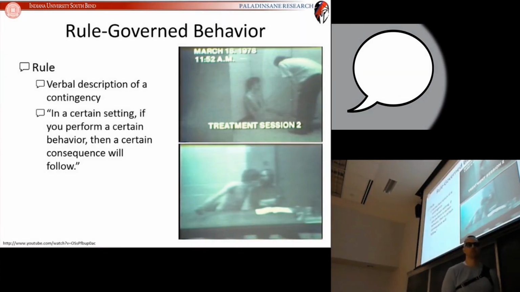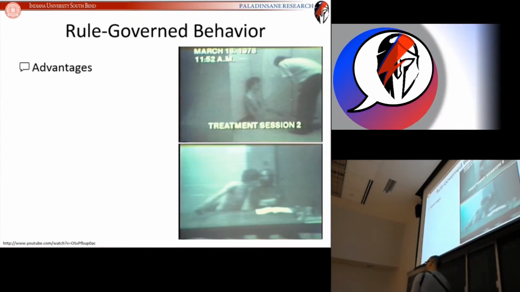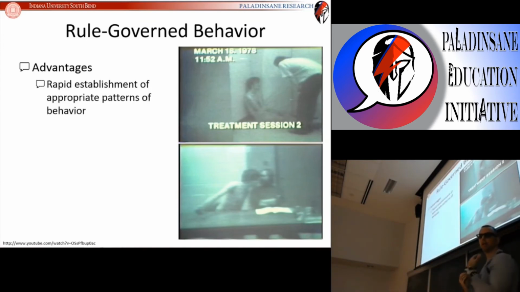And these rule-governed behaviors and the use of rules have certain advantages and disadvantages. So we'll start off with the advantages. The biggest advantage, the big one, is the rapid establishment of appropriate patterns of behavior. So it is the very quick establishment of these behavior patterns that you are trying to induce.